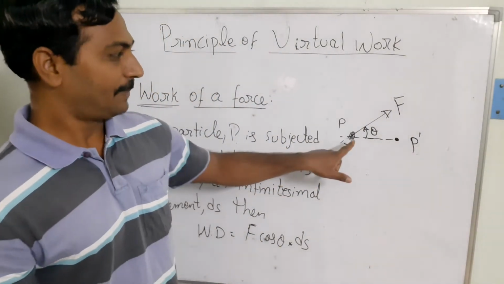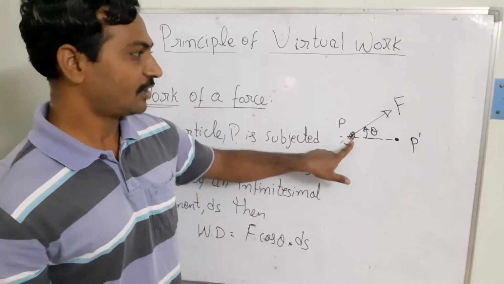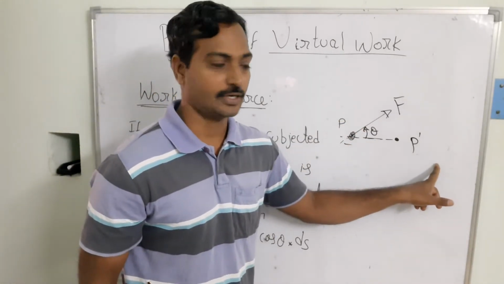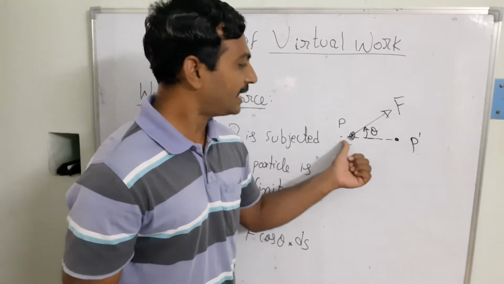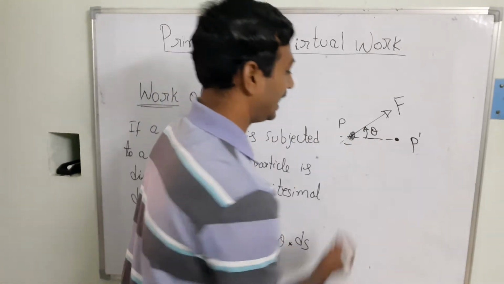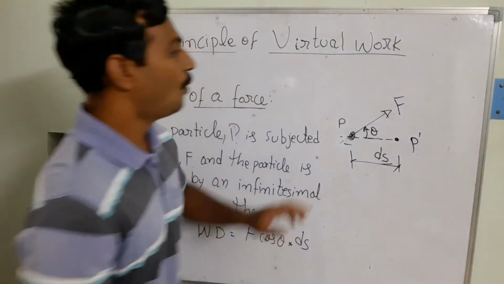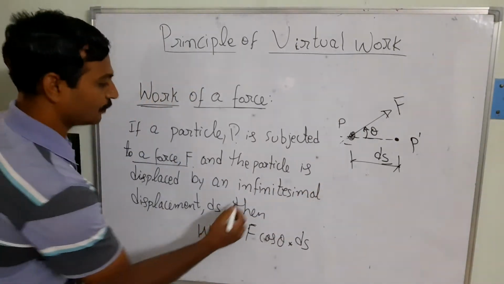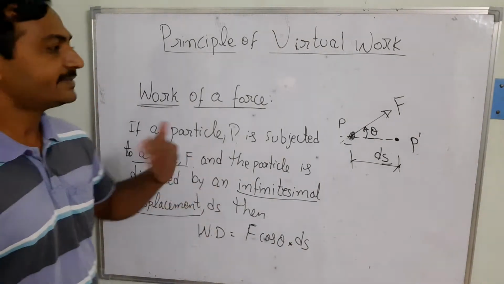There we can see the particle is subjected to the force at an inclination of theta. The particle is not moving in the direction of the force, but rather in the horizontal direction. It means we need to assume we have applied certain constraints so that the particle moves in the horizontal plane. The distance from P to P dash I am going to call ds. F is the applied force, and ds is the infinitesimal displacement. So what is the work done?